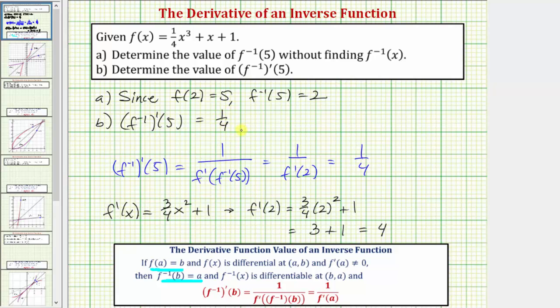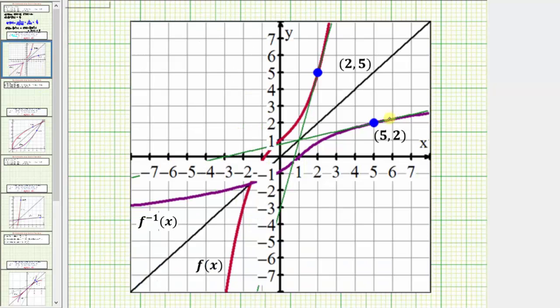So going back to our graph one last time, we just found the slope of this green tangent line to the inverse function at the point 5, 2, which was 1/4. And we found this by using the fact that this slope is reciprocal to the slope of the tangent line to the original function at the point 2, 5. The slope of this green tangent line is equal to 4.